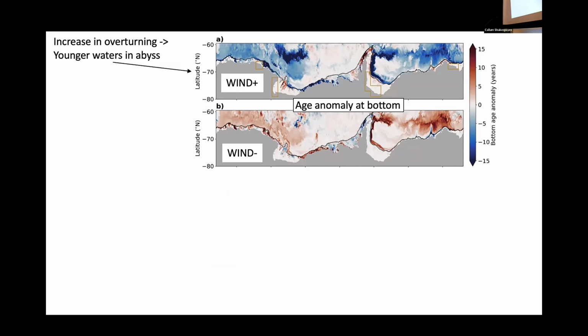Interestingly, on the shelf, we see regions that actually increased in age, aligned with where the dense water formation regions are. What's happening here is that you're getting that feedback response of the overturning. As you increase that overturning, you bring more of the older circumpolar deep water onto the shelf. We actually see this increase in age, despite these waters being more ventilated, because you're increasing the dense water formation and bringing more of that circumpolar deep water on, which increases the age there.